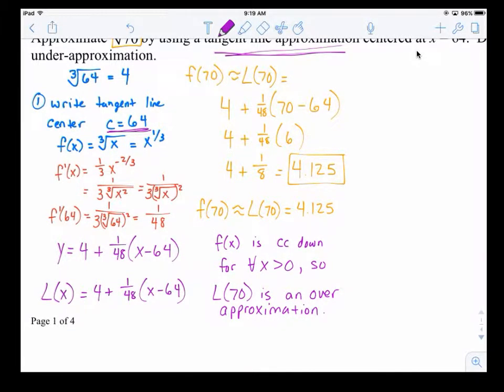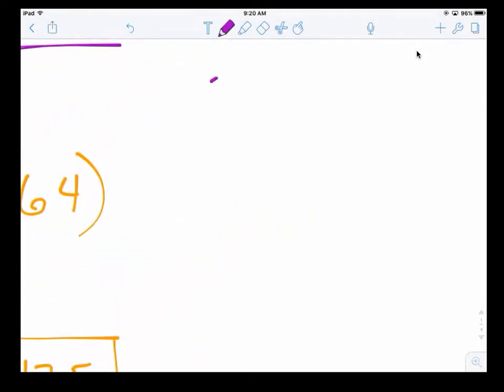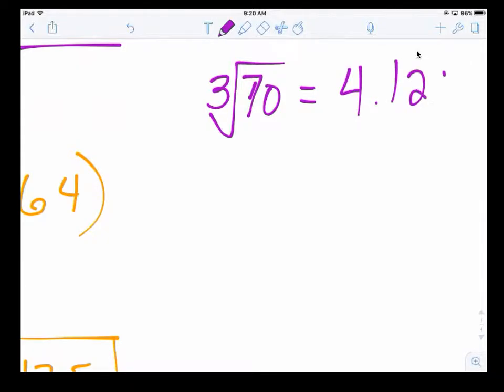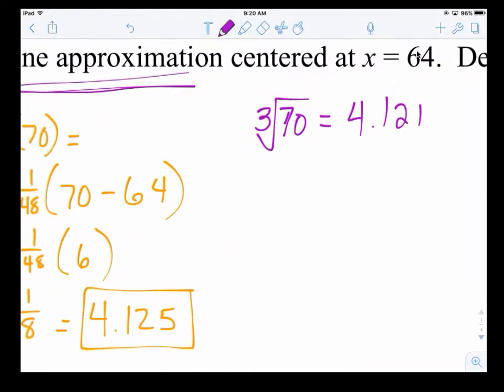So if you plug that into your calculator, what do you get? Cube root of 70. The calculator says that it's 4.121, and we got 4.125, so we were pretty close.